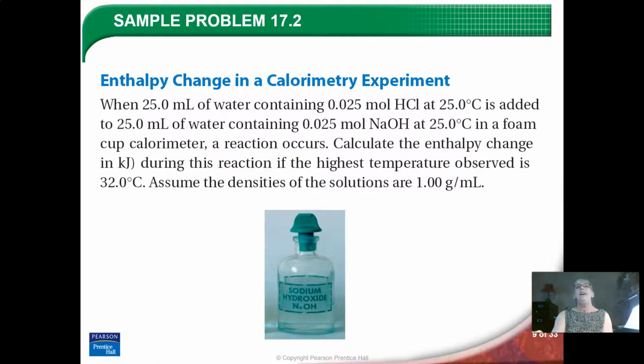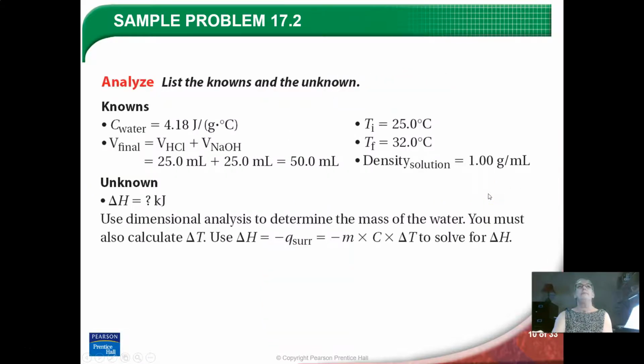So let's see if we can figure out the enthalpy change when we have water with this acid added to water with that much base. So this is an acid-base reaction, and we're going to see how much heat is generated with that reaction. And we have a temperature change from 25 to 32, and we know everything is 1 gram per milliliter for density. So here's the specific heat for water.